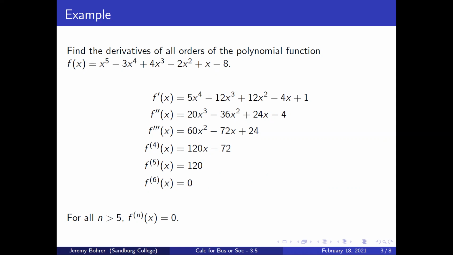So f triple prime is 60x squared minus 72x plus 24. f^(4) is 120x minus 72. f^(5) is 120, and f^(6) is 0. And for all n greater than 5, f^(n) of x is 0.